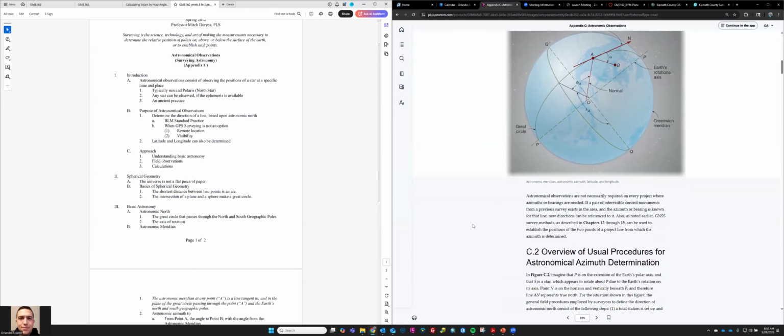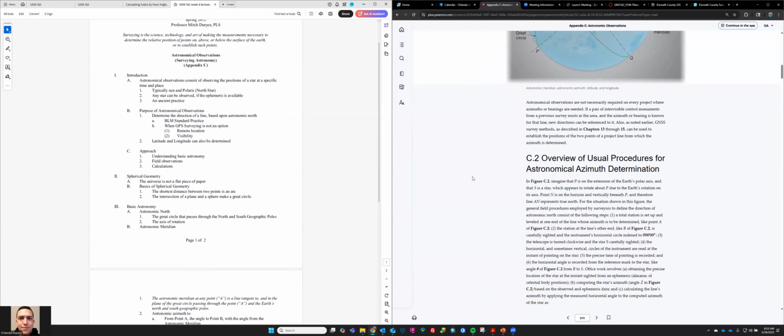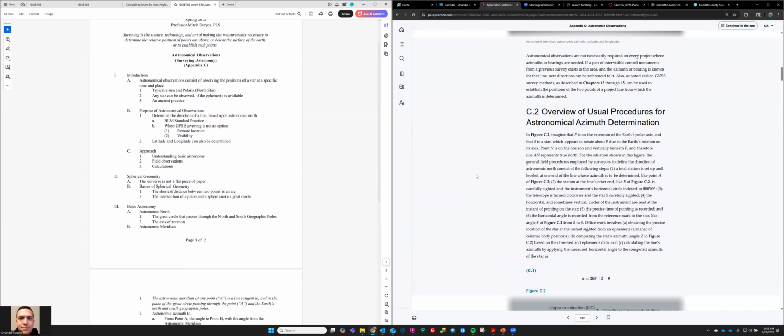So astronomical observations are not necessarily required on every project where azimuths and bearings are needed. If a pair of intervisible control monuments from previous surveys exist, and the azimuth or bearing is known for that line, new directions can be referenced to it also. So, a quick overview of usual procedures for determining the azimuth.